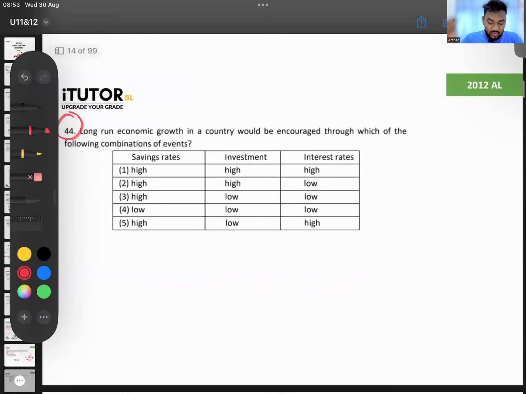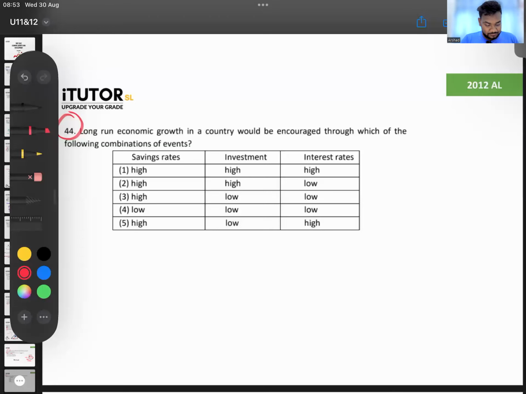44. Long run economic growth in a country would be encouraged through which of the following combinations? These days, guys, our government is trying to promote economic growth, so it can be a question that comes in your paper also. So how can they do it? If you want to have long run economic growth, what should happen to savings rates?